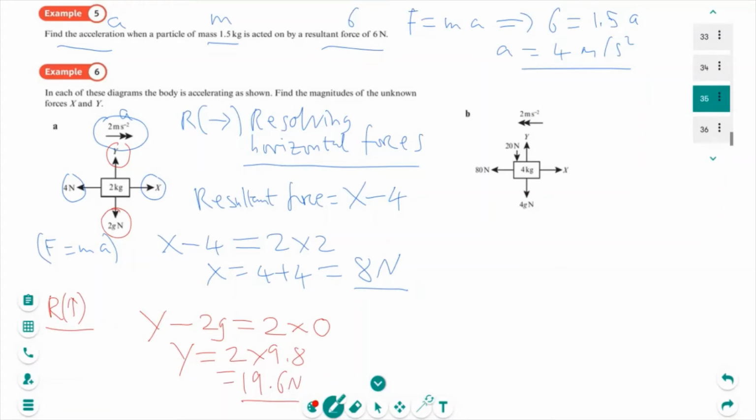Any questions on that one? Okay, second one, same kind of idea, a bit more complicated, I think.